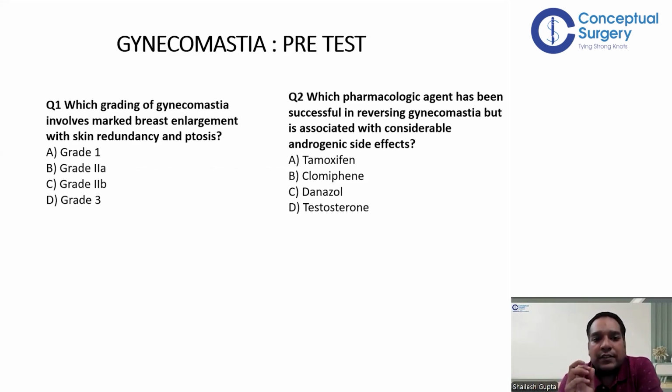Number one, which grading of gynecomastia involves marked breast enlargement with skin redundancy and ptosis? So 3 पॉइंट है इसमें, marked breast enlargement, skin redundancy and ptosis. Grade 1, grade 2A, grade 2B, or grade 3. Question number 2, which pharmacological agent has been successful in reversing gynecomastia, but is associated with considerable androgenic side effects? Tamoxifen, clomiphene, danazol, or testosterone.